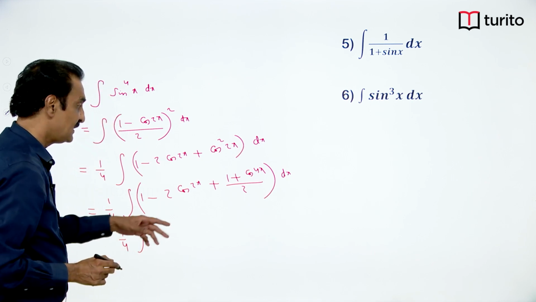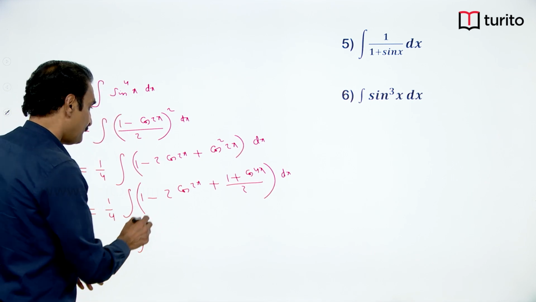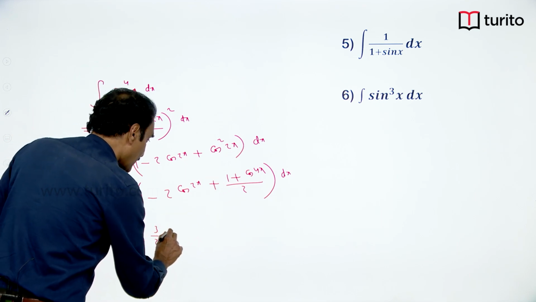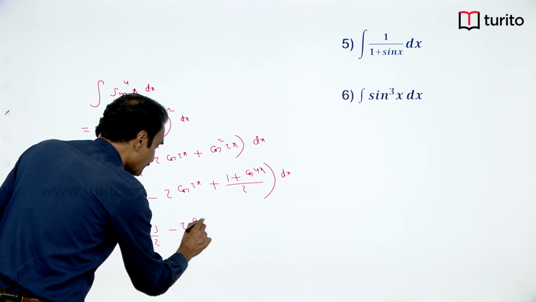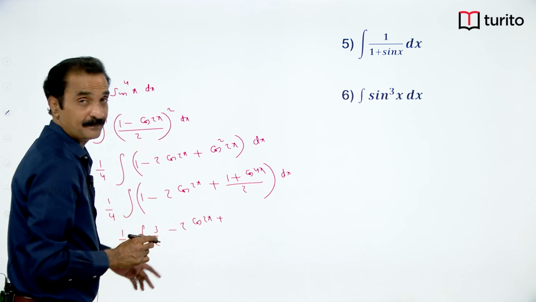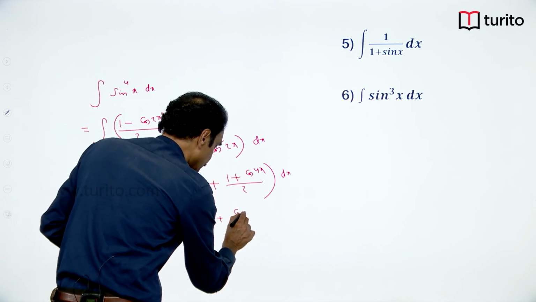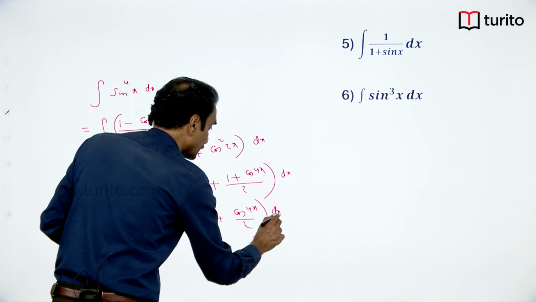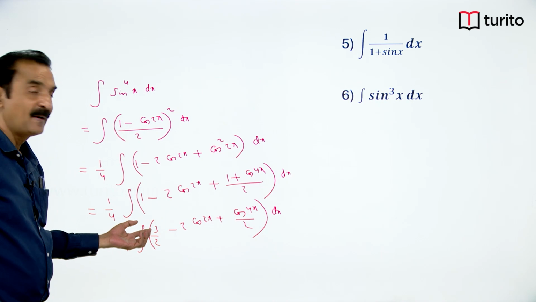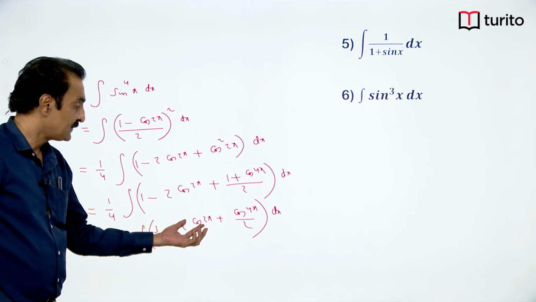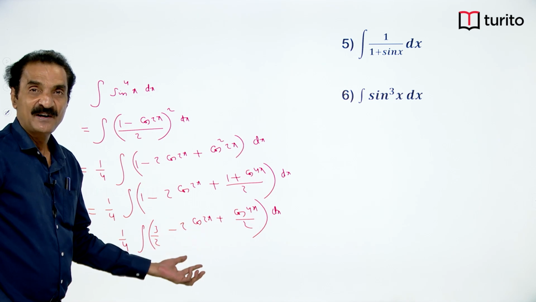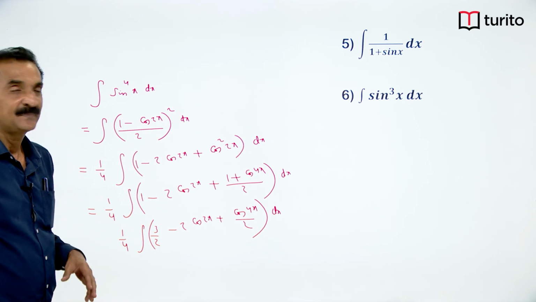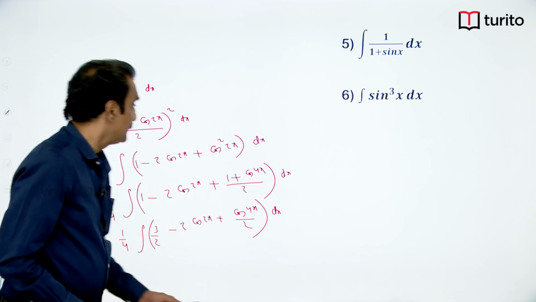Then simplifying, 1 by 4 integral 1 plus 1 by 2, 3 by 2, minus 2 cos 2x plus cos 4x by 2. Now you can integrate it. Integral of 3 by 2 is 3x by 2. Integral of cos 2x is sin 2x by 2. Integral of cos 4x is sin 4x by 4. Like that you substitute the formulae. You can finish it. I will move to next question.